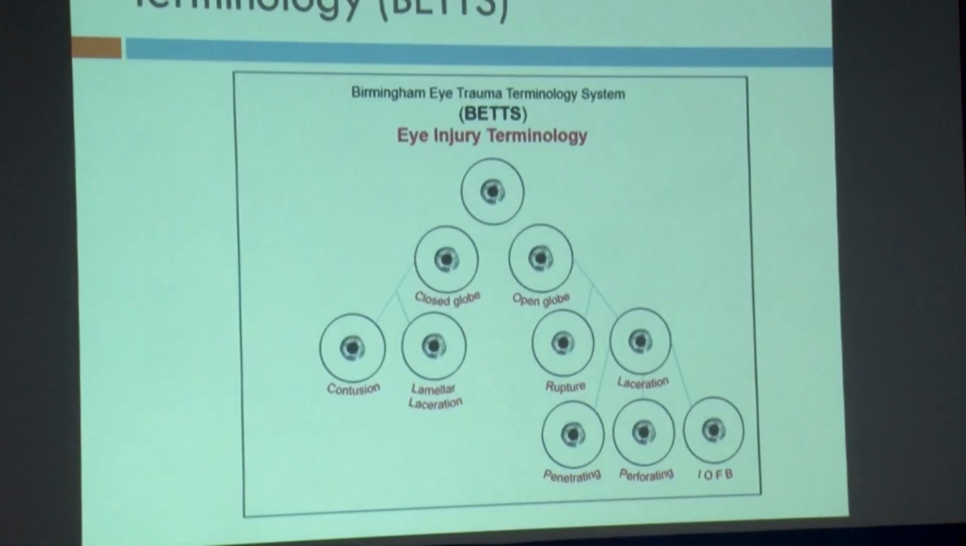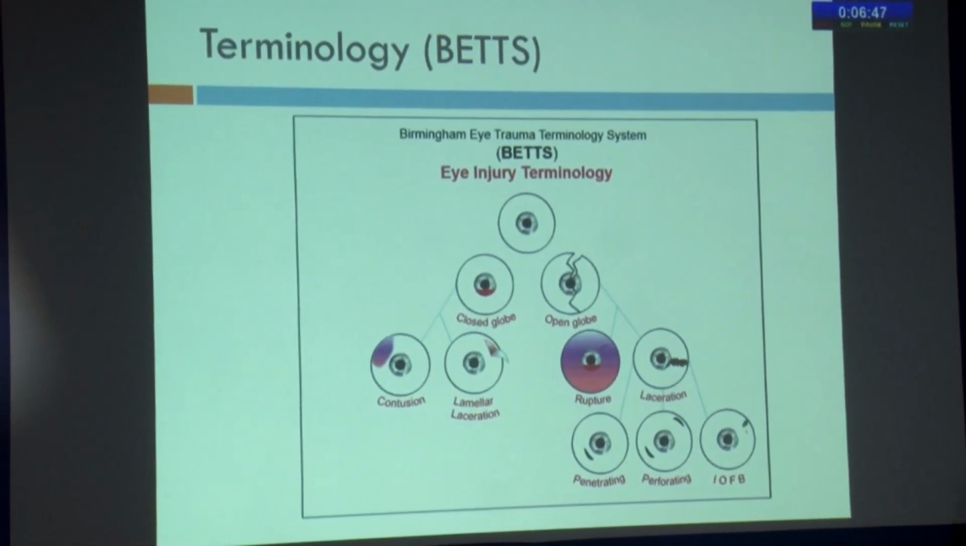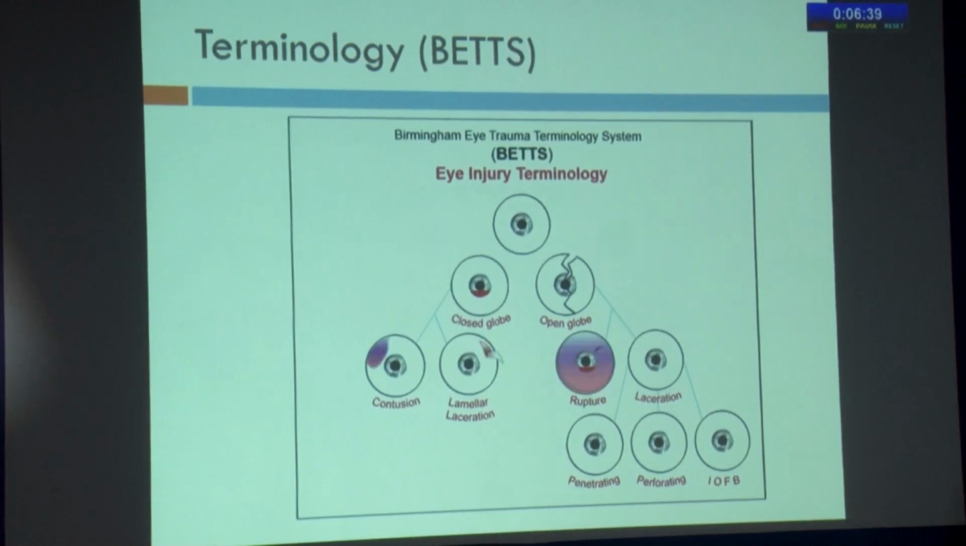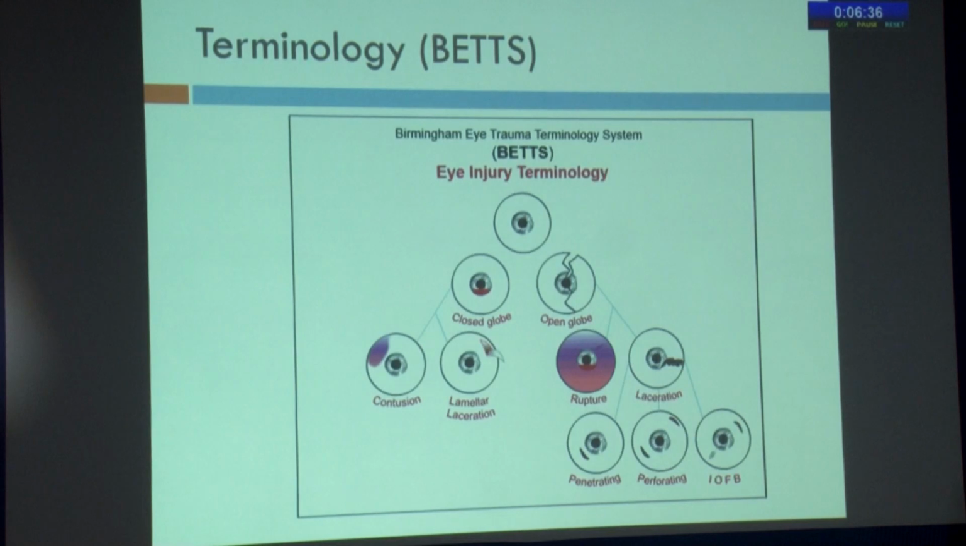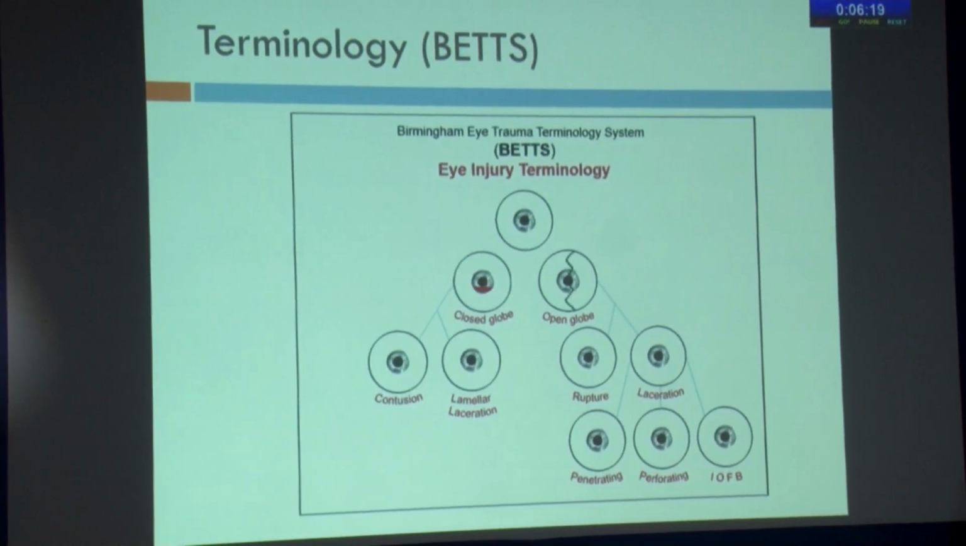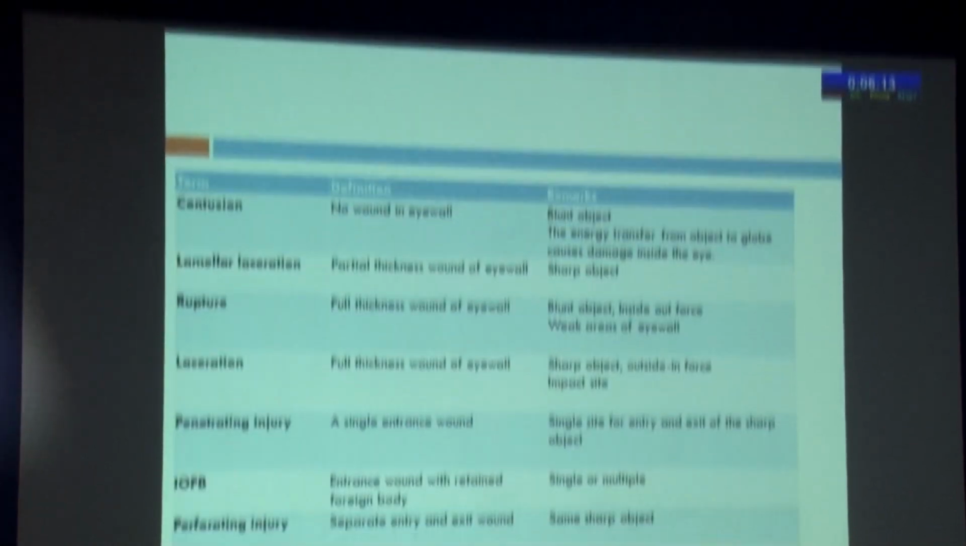So it was very important to actually classify these ocular injuries and give them a terminology. So it was in 1996 that the Birmingham Eye Trauma Terminology System, which is shortly known as BETTS classification, was introduced. And according to that, eye wall is defined as sclera as well as cornea. And the closed globe injury is when there is a partial thickness injury to the eye wall, and open globe injury is when there is a full thickness injury to the eye wall. So closed globe injury can further be divided into contusion and lamellar laceration, whereas open globe injury can be divided into rupture and laceration. And then laceration can further be divided into penetrating injuries, perforating injuries, and intraocular foreign bodies.